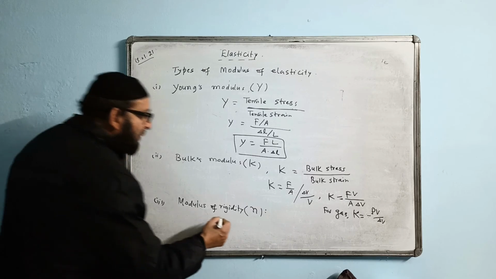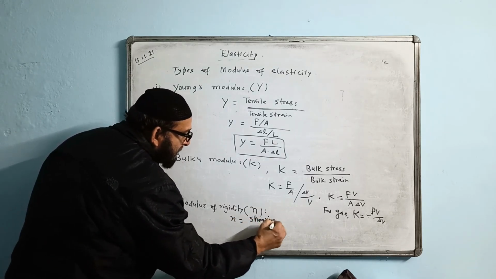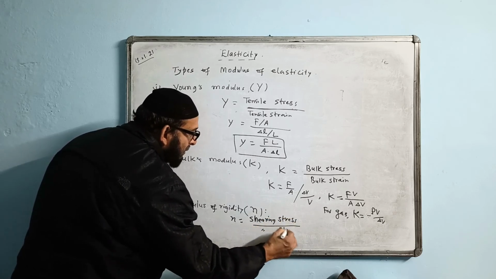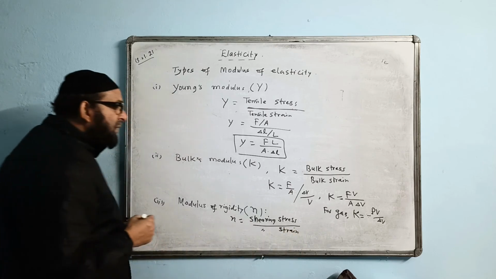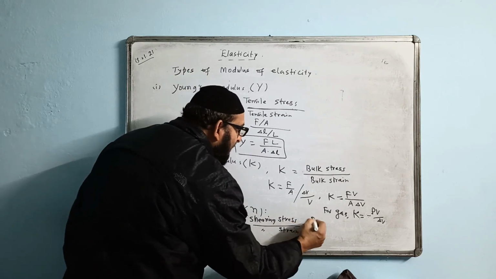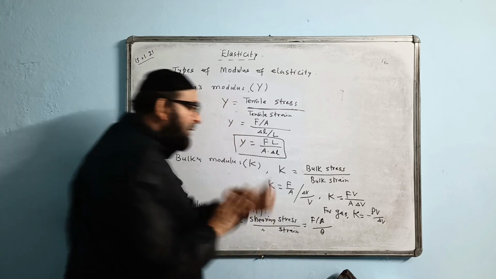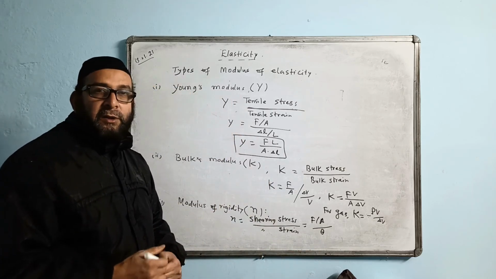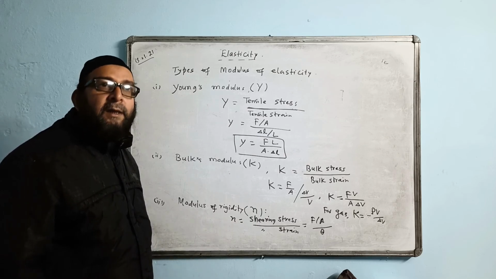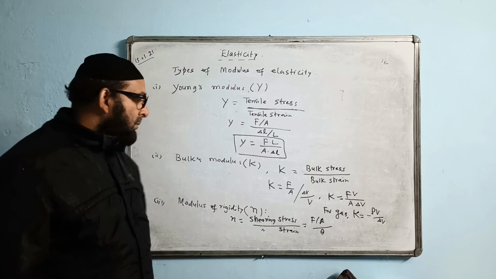For this we write the formula like this: N is equal to shearing stress by shearing strain. We say that this is the ratio of shearing stress to the shearing strain. Shearing stress we write as F by A, and the change in the shape is measured in terms of the angle, by what angle the shape has changed. So F by A over theta we write here. And the SI unit is also Newton per meter square.